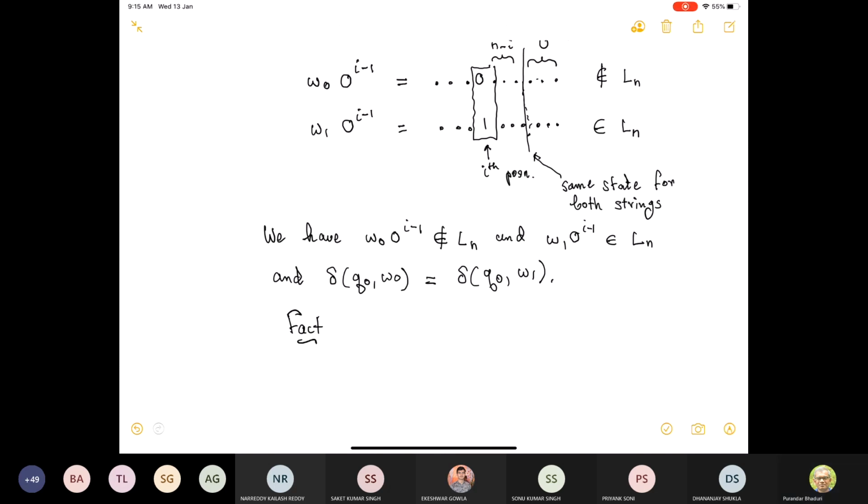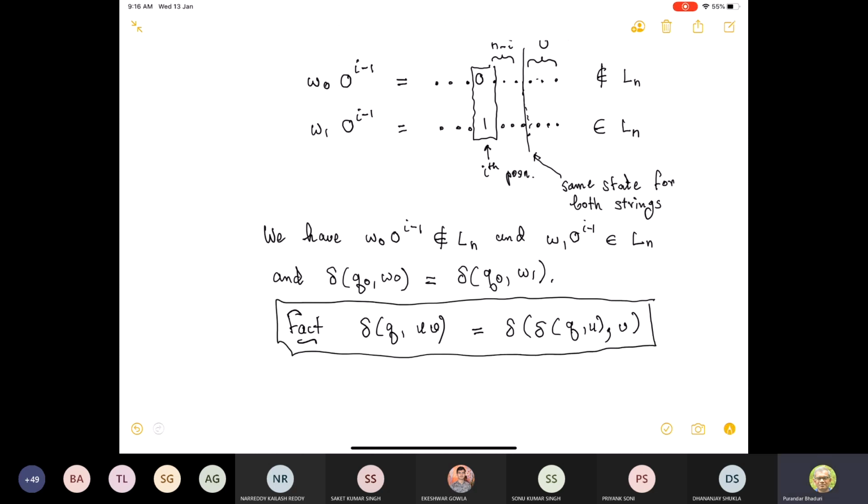Now, it is a fact that delta hat Q UV, where U and V are strings, is the same as delta hat of delta hat Q U, comma V. So what this is saying is processing the string UV is the same as processing U first and then, starting at the resulting state, processing V.